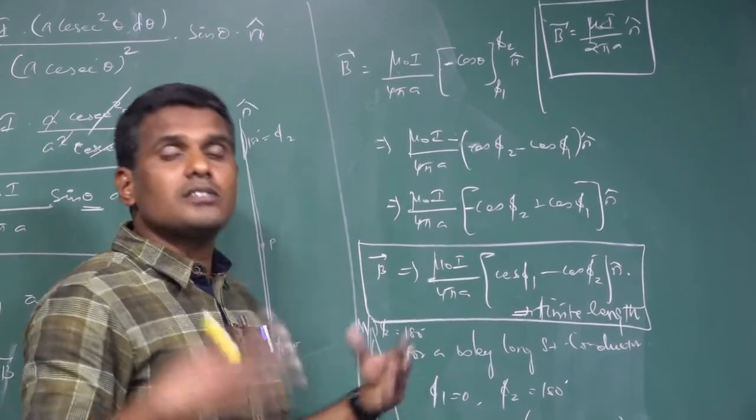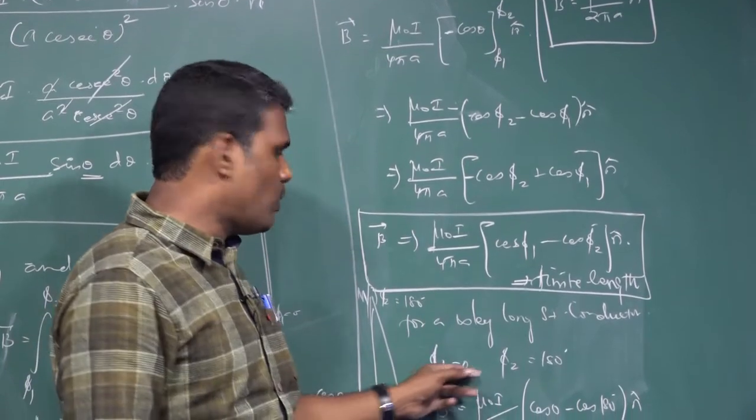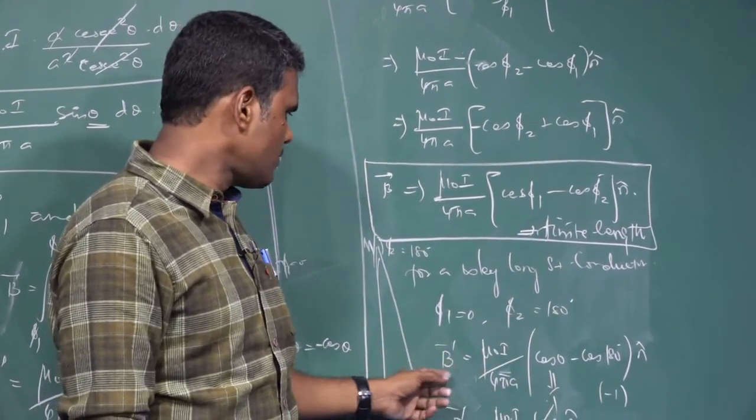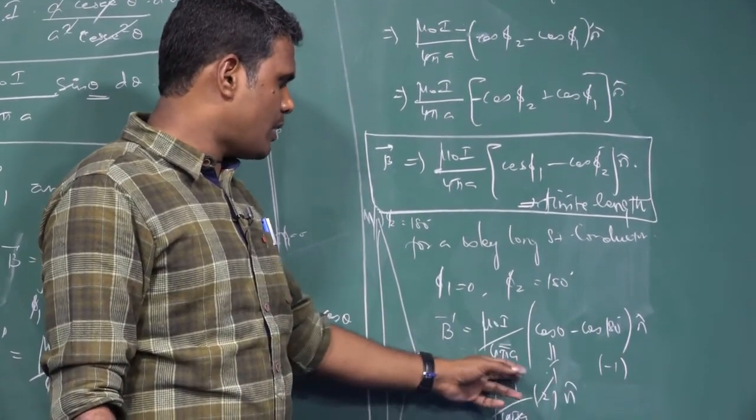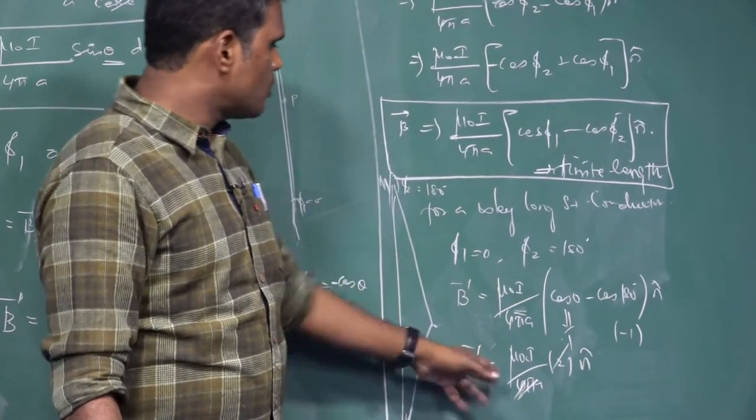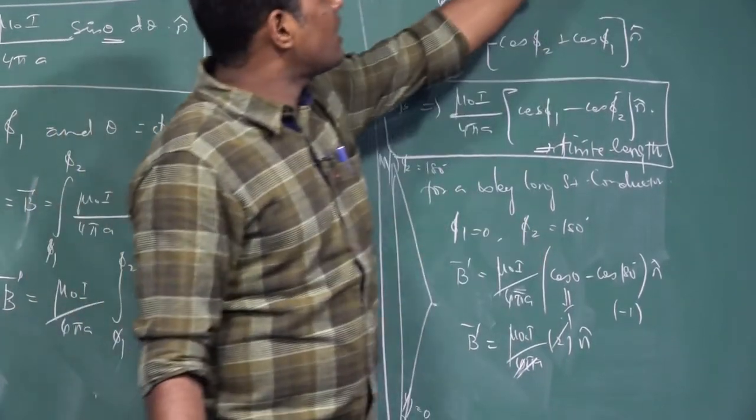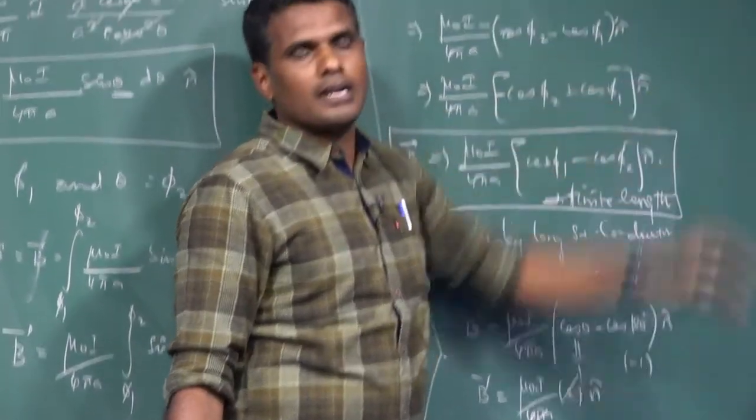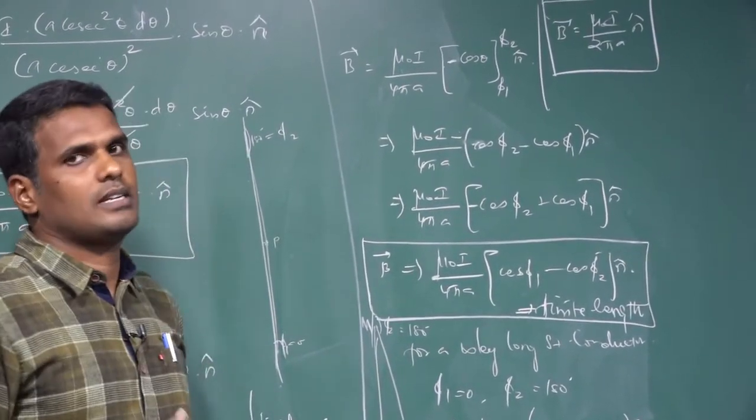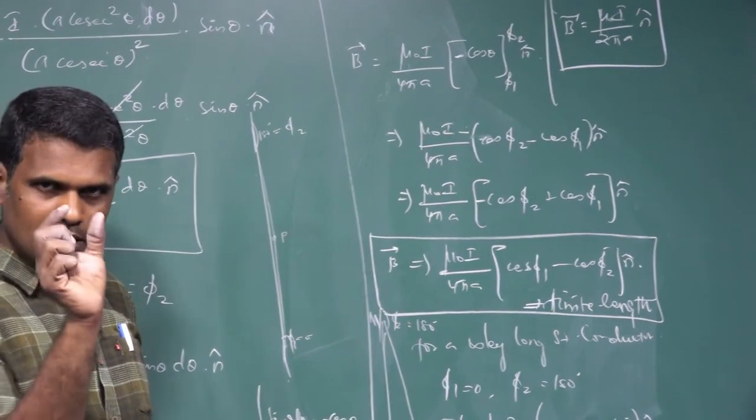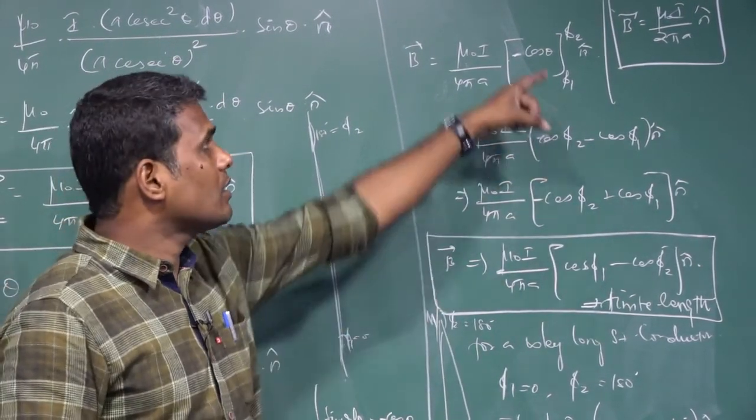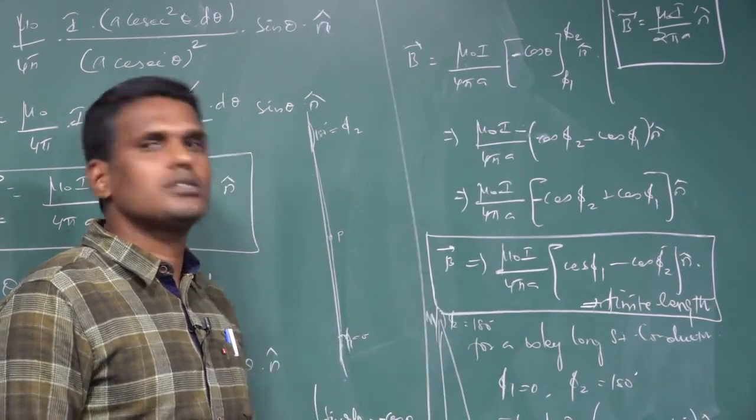For an infinitely long straight conductor, angle phi1 becomes 0, angle phi2 becomes 180 degrees. So B vector equals mu naught I by 4 pi a, cos 0 minus cos 180, into n cap, which is 2. The 2 and 2 get cancelled here, remaining 2 is there. B vector equals mu naught I by 2 pi a into n cap. This expression gives you the total magnetic induction due to an infinitely long straight conductor carrying current. You have to look at the question, whether it is infinitely long or finitely long. Infinitely long, that is the expression. Finitely long, this one is the expression.